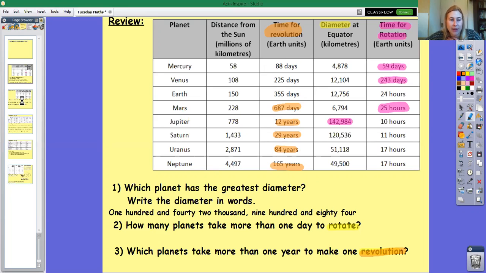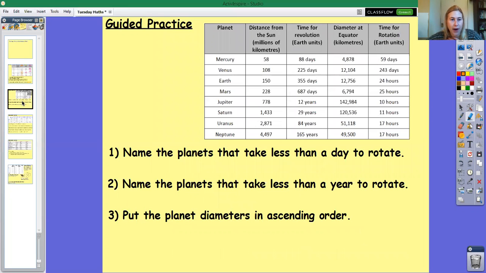Okay, so the next questions are for you to have a go at on your own. You've got a guided practice task, some similar questions to what we've just been looking at. So think about those column headings, think about which rows you might need to look at. One word here, ascending order. Have a think about what you can remember about ascend and descend. Think about the stairs or an escalator. If you were ascending the stairs, you'd be starting at the lowest step and you'd be going up. And if you were descending, you'd be starting at the highest step and you'd be going down. So have a think about how you can put those diameters in the right order.